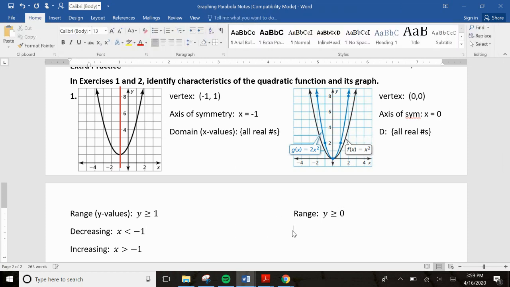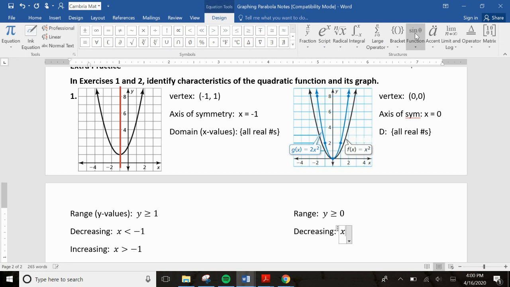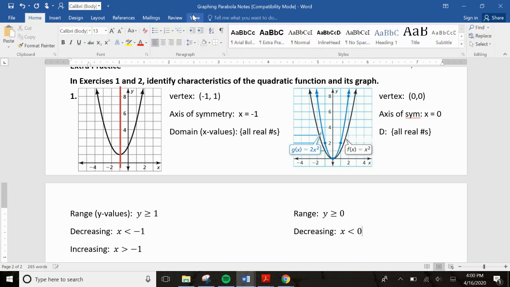Now for when it's increasing or decreasing. Let's start with decreasing. As we read this from left to right, I can see this graph is decreasing, decreasing, decreasing, until the vertex, where it changes direction and is increasing, increasing, increasing. So my decreasing piece was over here, right? When it's decreasing, x is all my negative numbers. So when x is negative and approaching 0, it's decreasing. In other words, when x is less than 0, the graph is decreasing, right?